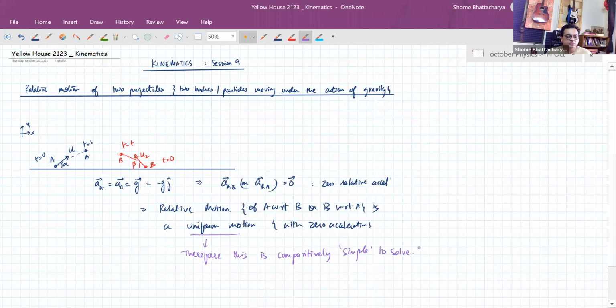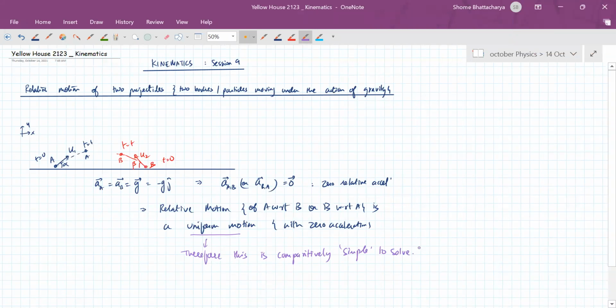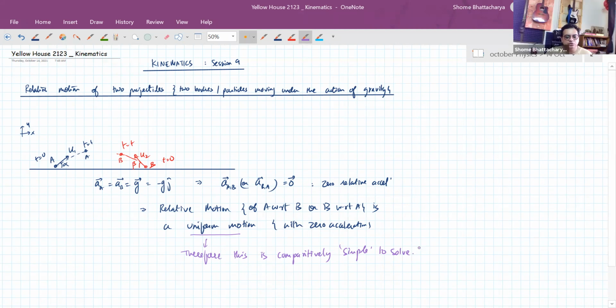Okay, so let's understand this with few examples. But this is a general point that you should remember from this point onwards. If we have two objects that are moving under the action of gravity, generally speaking, it's always going to be easier to solve the problem using relative motion, because the relative motion is unaccelerated, or is a uniform motion.